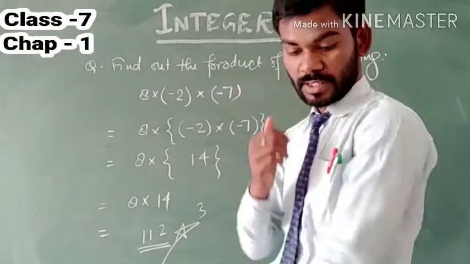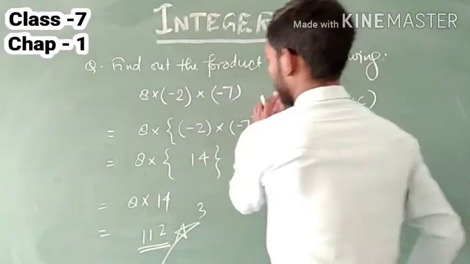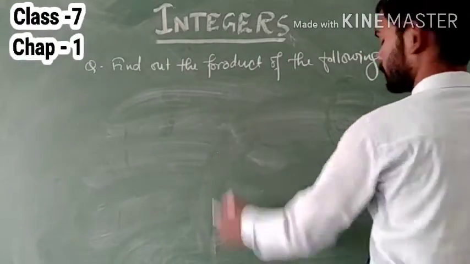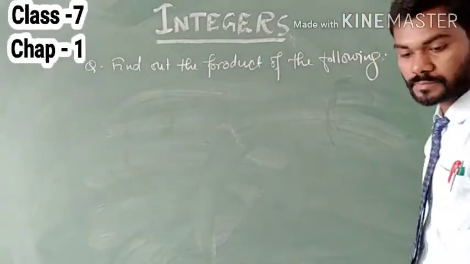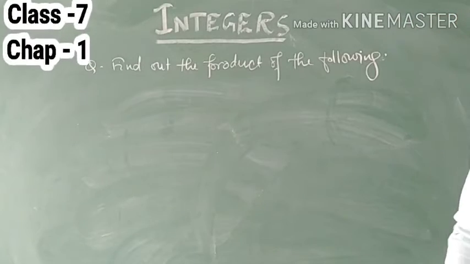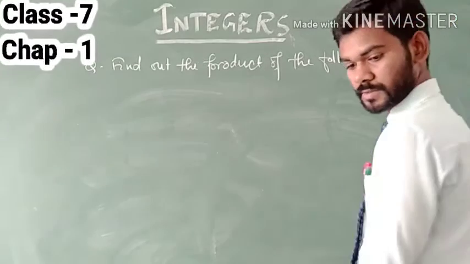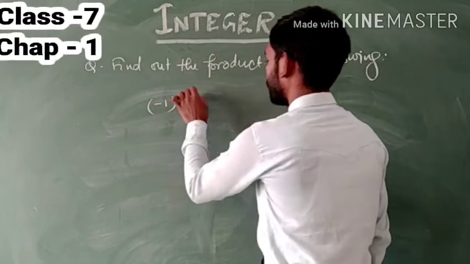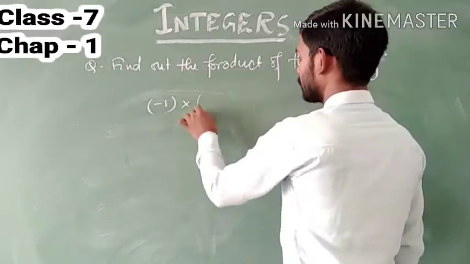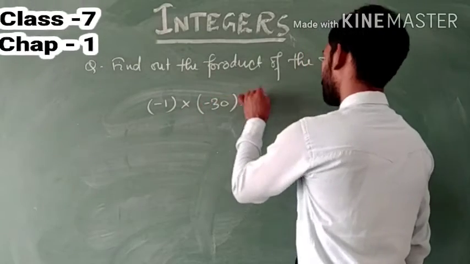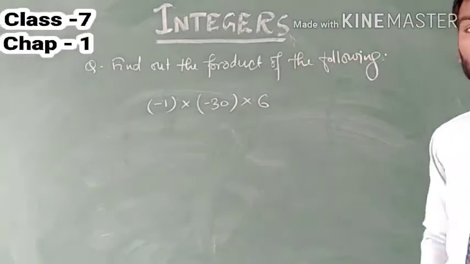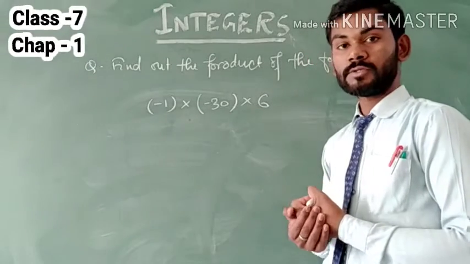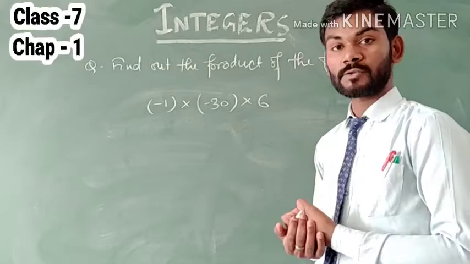Now let us see the next question. The second question is minus 1 multiplied by minus 30 multiplied by 6. Here again we have three integers which are multiplied together. So we again use the property of associativity.